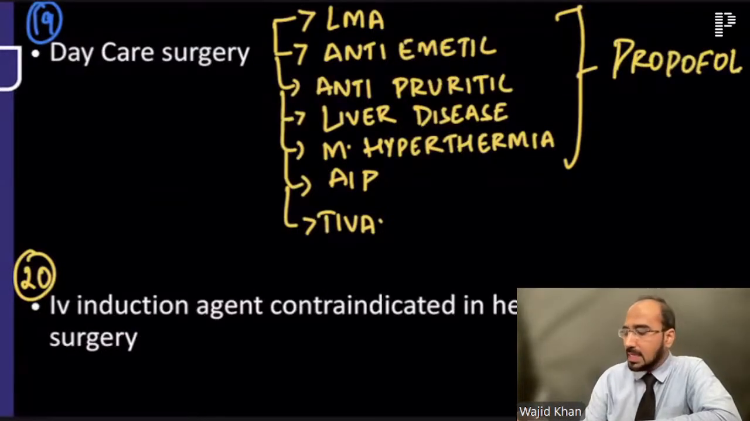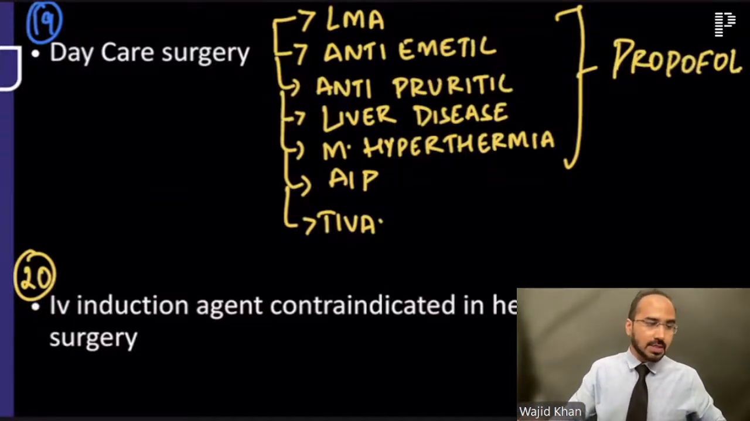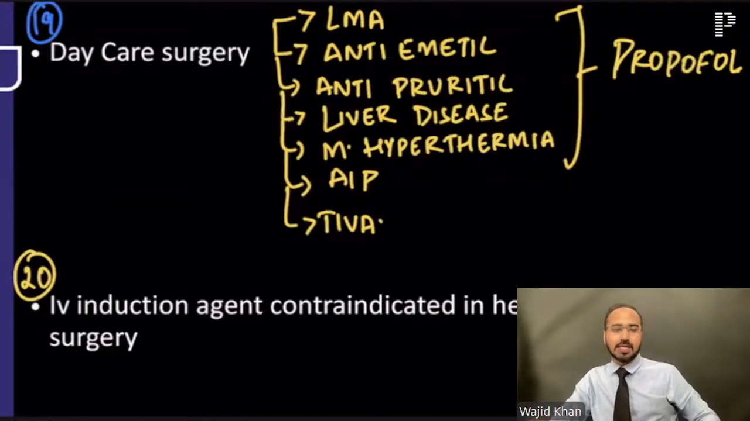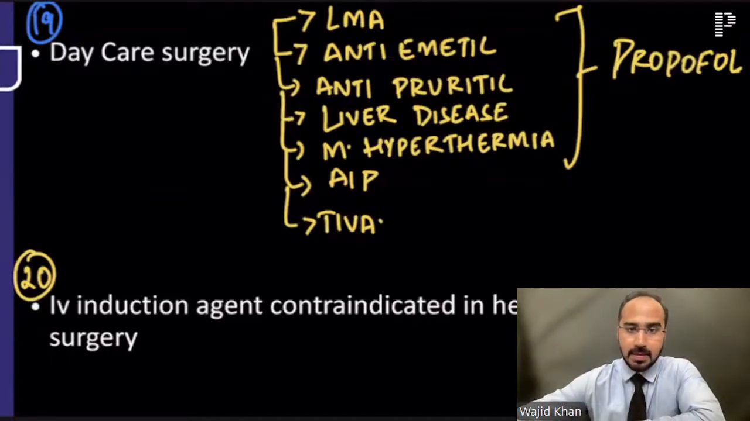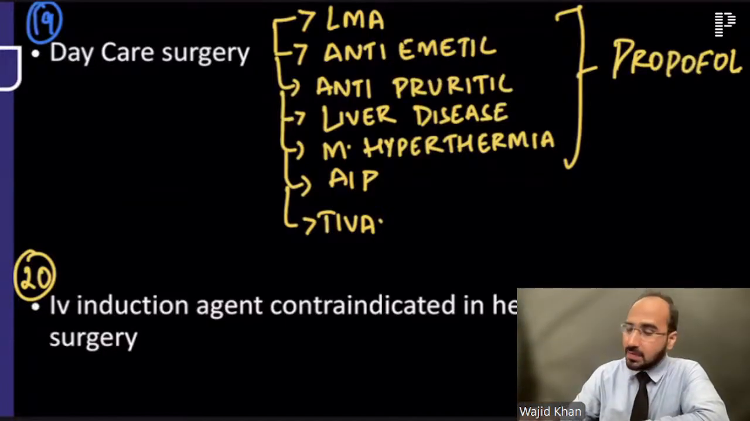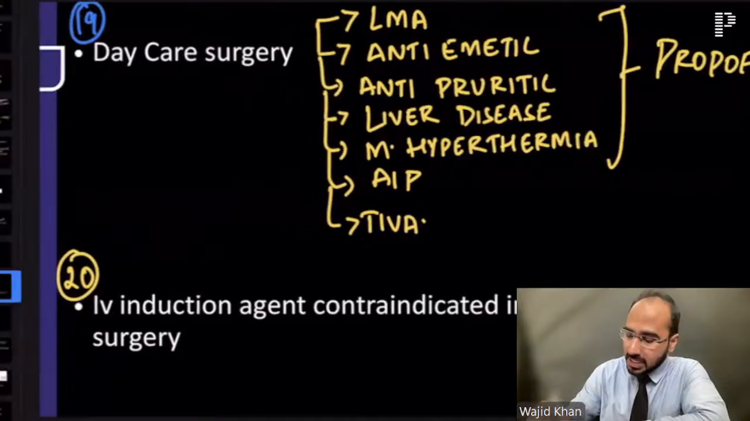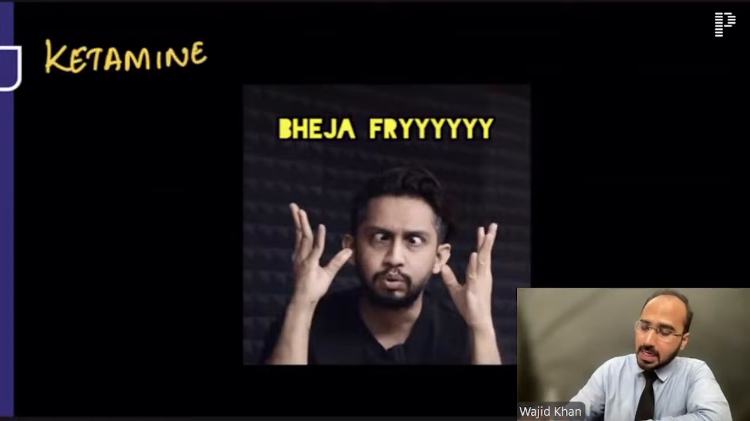Next, guys. IV induction agent contraindicated in head injury and neurosurgery. Come on, guys. Which is the IV induction agent contraindicated in head injury and neurosurgery? Remember, there is one IV induction agent which usually causes problems to the central nervous system. Whenever you give that IV induction agent to the patient, they will tell, my bheja is fried. Okay? What is that IV induction agent? Very good, guys. Ketamine.